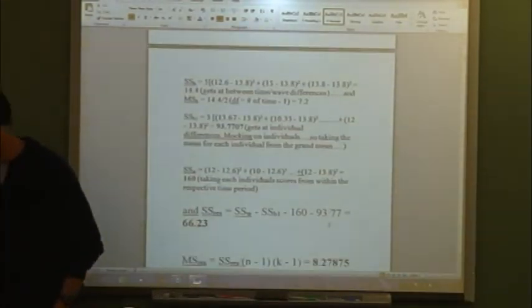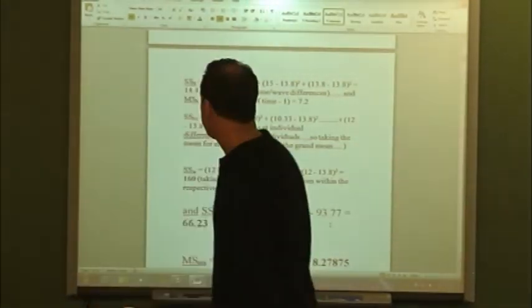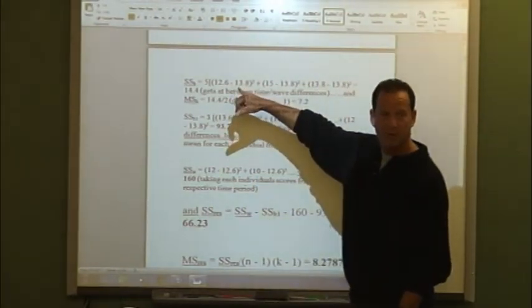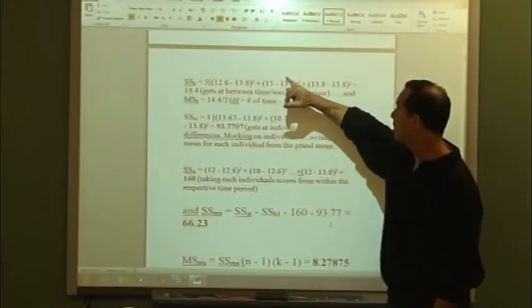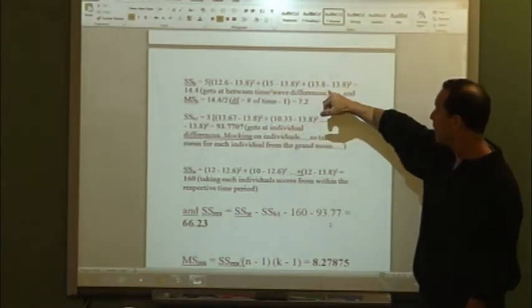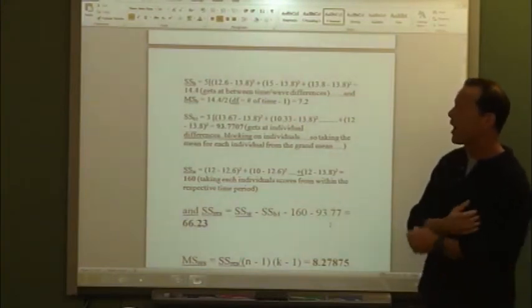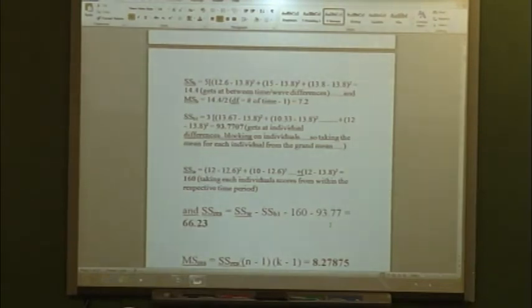To get at the sum of squares, just showing you the between. Take each mean from the grand mean, right? 12.6 is the mean for time 1 for leadership assessment. 15 is time 2. 13.8 is time 3. And that gets at between time or wave differences. Sometimes you'll see people call it waves of data collection.